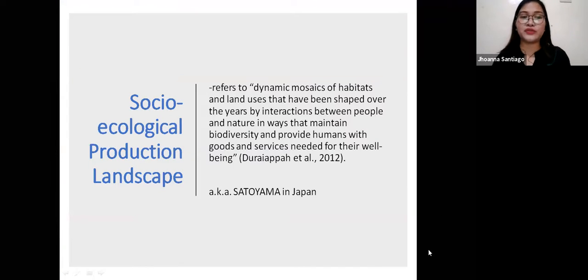So let me first introduce you the concept of socio-ecological production landscape. Earlier, our dean introduced the concept of Satoyama in Japan, and the socio-ecological production landscape is also the general term for Satoyama, but it refers to the dynamic mosaics of habitats and land uses that have been shaped over the years by interactions between people and nature in ways that maintain biodiversity and provide humans with goods and services needed for their well-being.